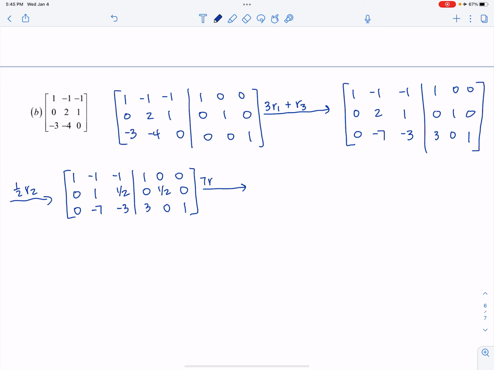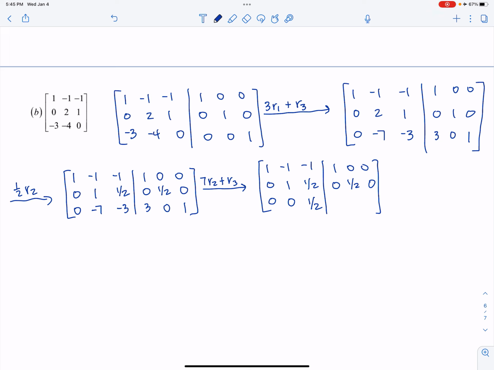Okay, let's do 7 row 2 plus row 3. 1, negative 1, negative 1, 1, 0, 0. 0, 1, 1 half, 0, 1 half, 0. 0, 0, 7 halves. 7 minus 6, 1 half. And then we've got 3, 7 half, 1. Okay.